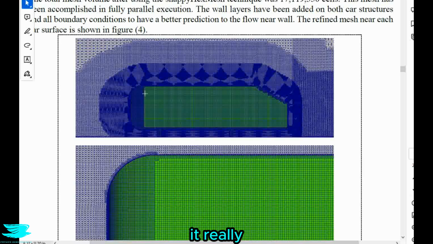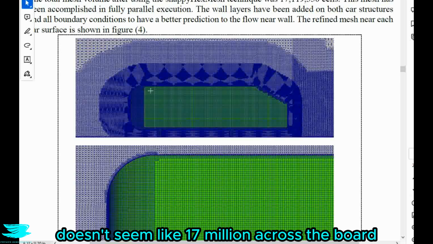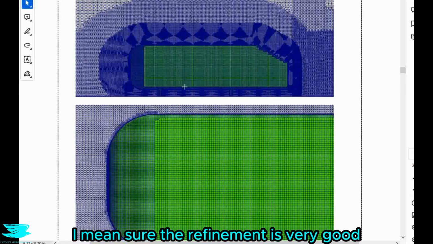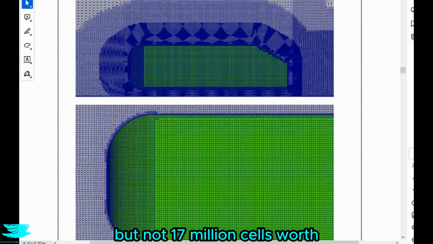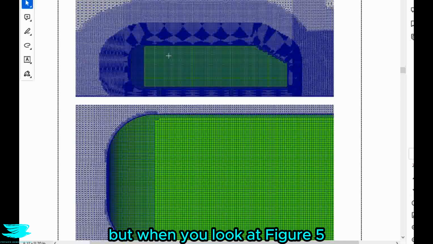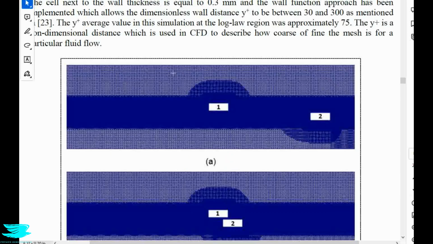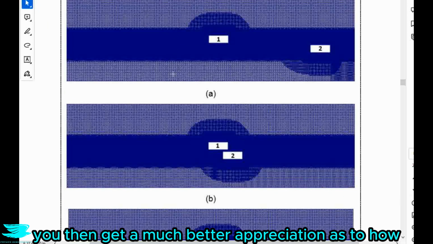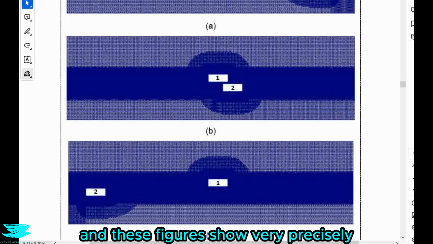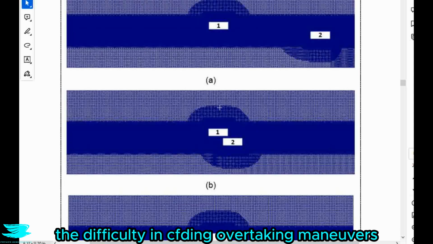Now, the researchers say that they used 17 million cells for their CFD, which when you look at figure 4, it doesn't seem like 17 million across the board. I mean, sure, the refinement is very good, but not 17 million cells worth between the two cars. But when you look at figure 5, you then get a much better appreciation as to how and why they used so many. And these figures show very concisely the difficulty in CFDing overtaking maneuvers.